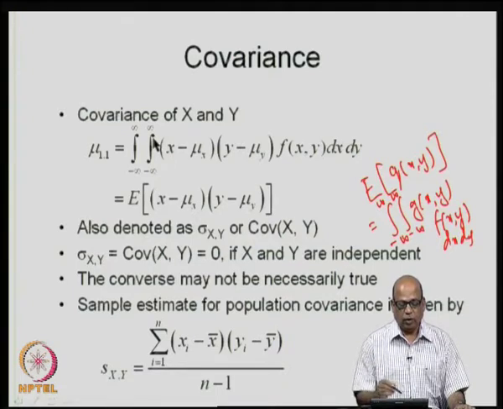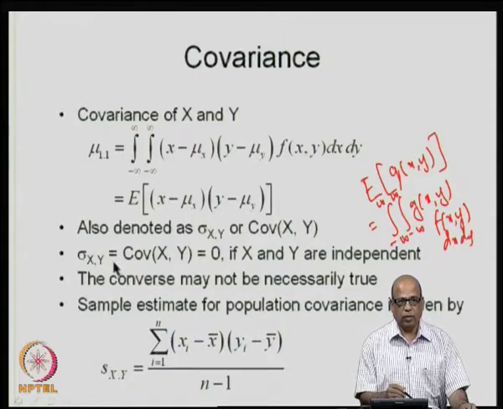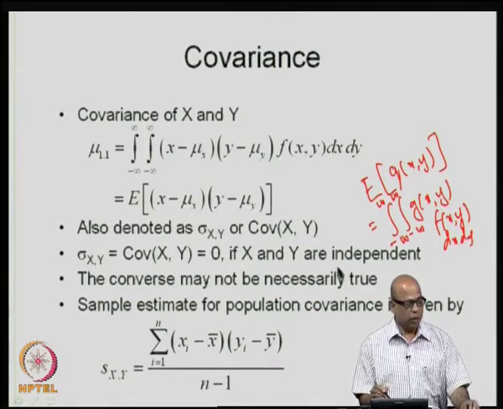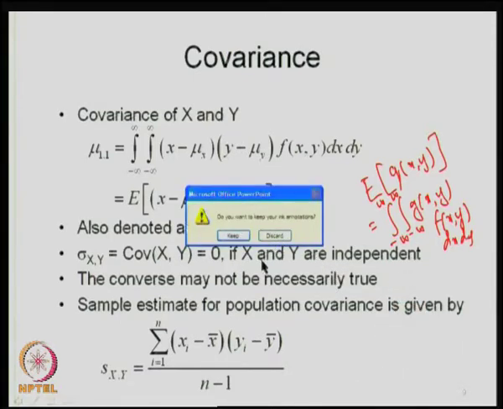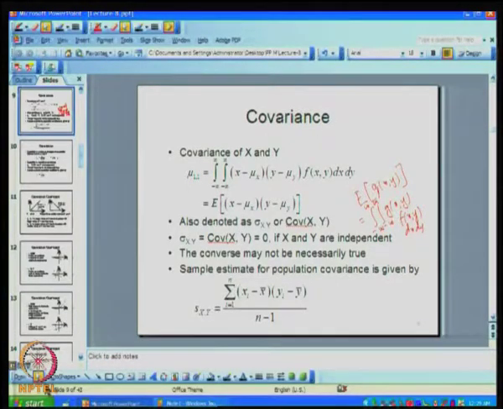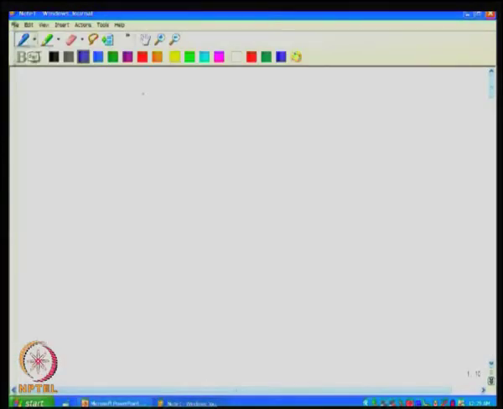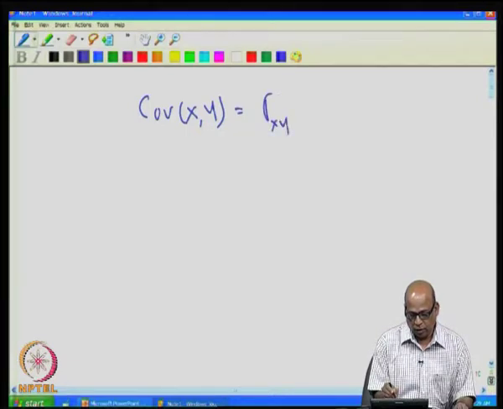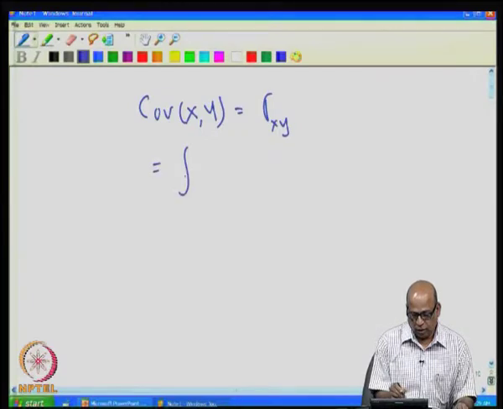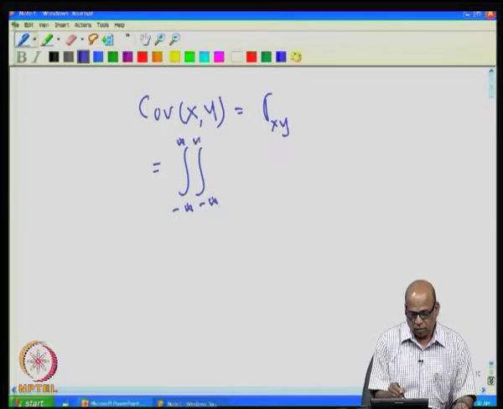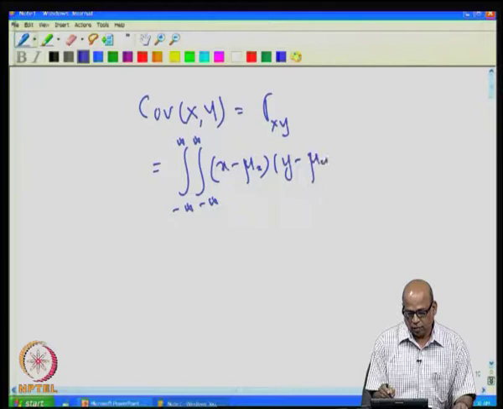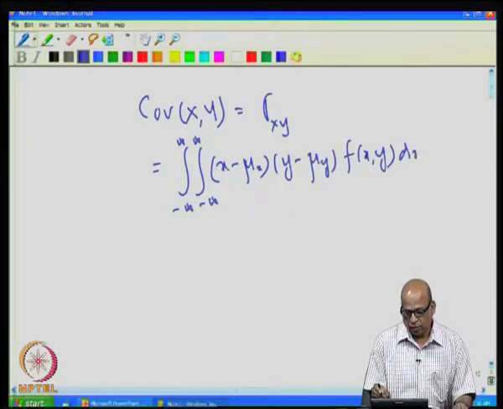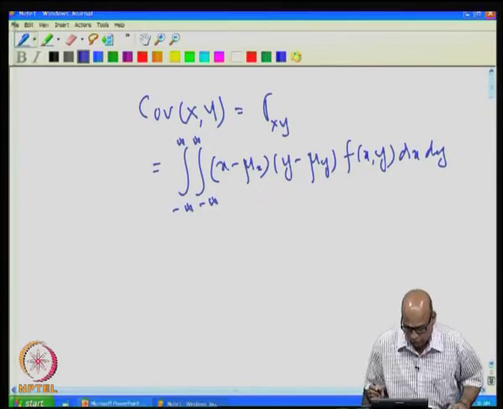Remember from your earlier single dimension random variables, we can show that sigma x y is equal to 0 if x and y are independent. How do we show that? We will come back to this problem. We are saying that the covariance of x comma y, or sigma x y, how did we define this? Sigma x y we defined as the double integral from minus infinity to plus infinity of x minus mu x, y minus mu y, f of x comma y dx dy. Okay, this is how we defined our covariance.